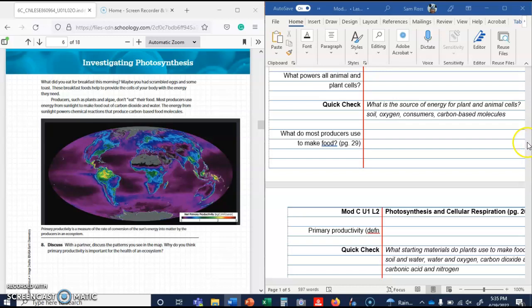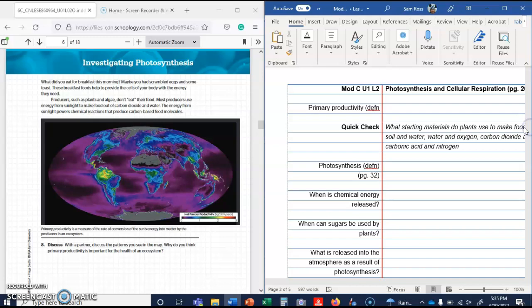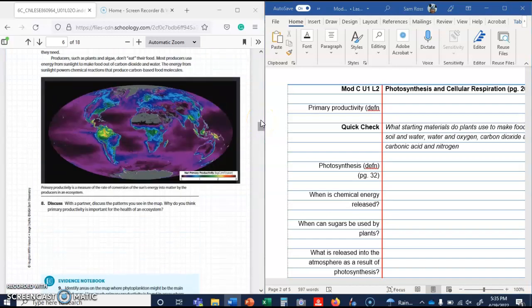So let's scroll this down. Primary productivity. That should still be on 29. Here we go. It's right here underneath the picture. Primary productivity is the measure of the rate of conversion of the sun's energy into matter by the producers in an ecosystem. You might want to pause and check that in your book.